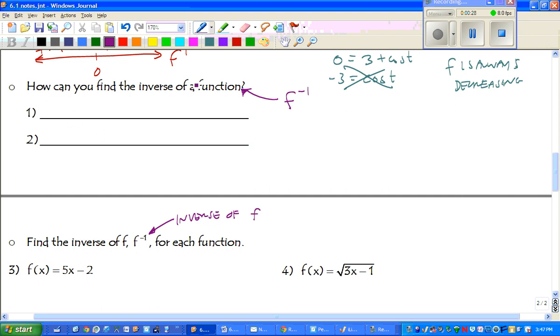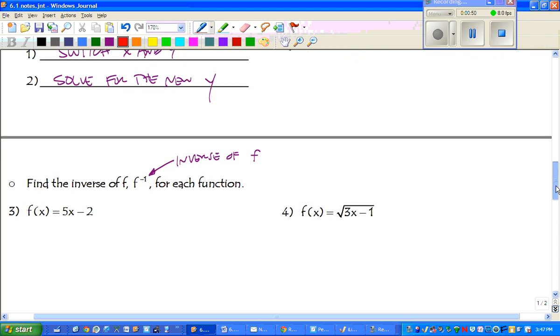So to find an inverse function, and this goes back to the beginning of the notes, we talked about you have to switch x and y, and then solve for the new y. So let's look at an example on the next page, number 3.